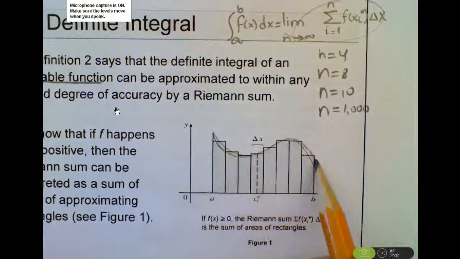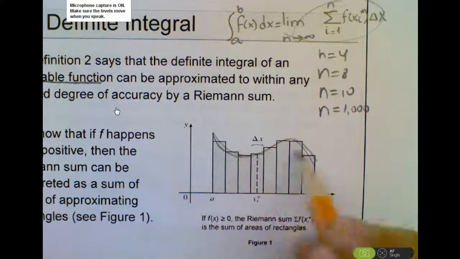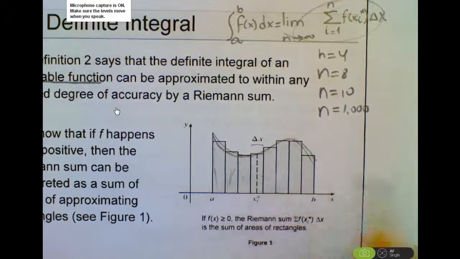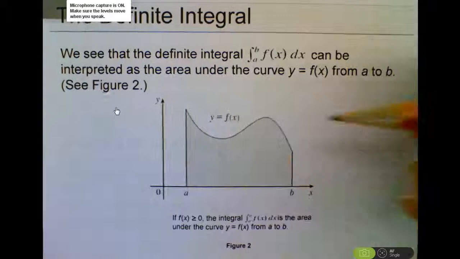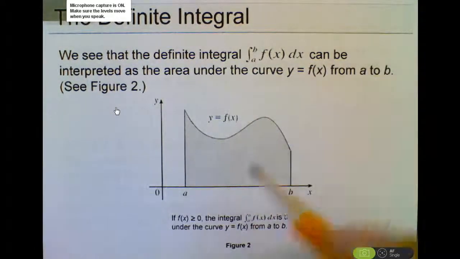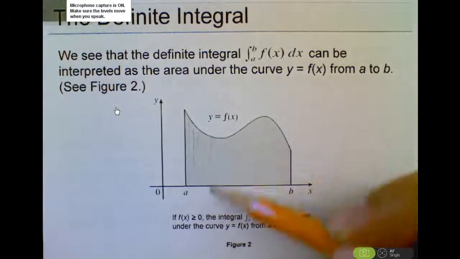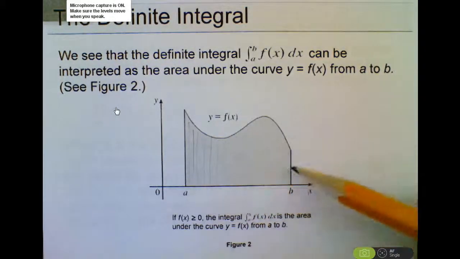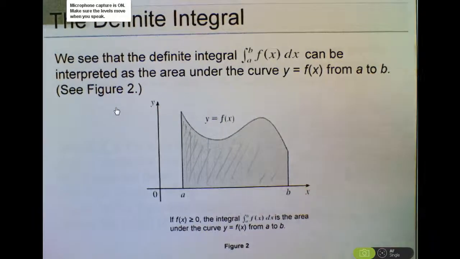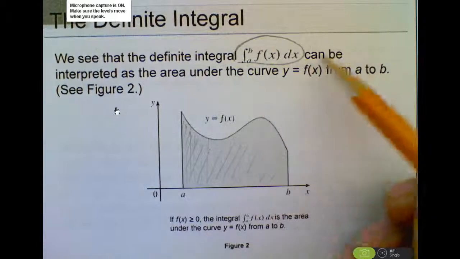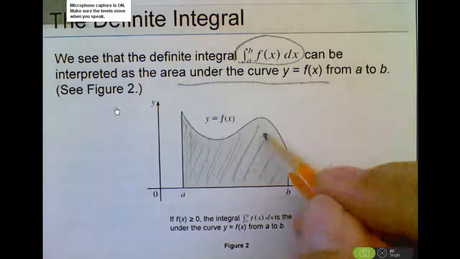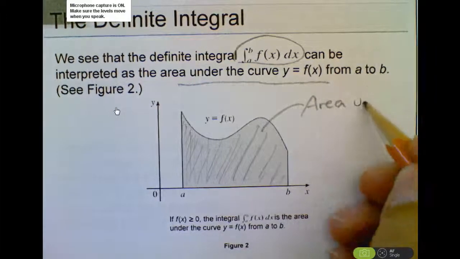So if f is above the x-axis, then the Riemann sum is going to be a positive number, and it's going to be the sum of all these little rectangles right here. Since we want the maximum number of rectangles as possible, then the more rectangles that we have, the areas are going to approach ultimately the area of this shaded region. So therefore this integral can be interpreted as the area under this curve. So what is the area under this curve?